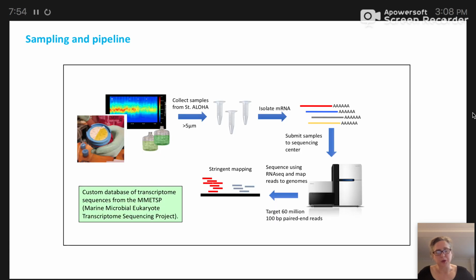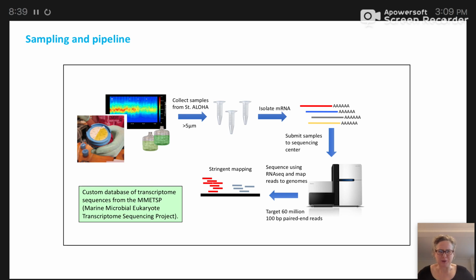Our general approach looked like this. We sampled the greater than 5 micron phytoplankton community, isolated RNA, did a poly-A selection to pull out the eukaryotic signals, and sequenced it to a targeted depth of roughly 60 million 100 base pair paired-end reads. We then took those reads and mapped them stringently to a custom database of transcriptome sequences from many hundreds of different species of phytoplankton that are present in the MMETSP, or the Marine Microbial Eukaryote Transcriptome Sequencing Project. It's a mouthful, which was funded by the Gordon and Betty Moore Foundation.